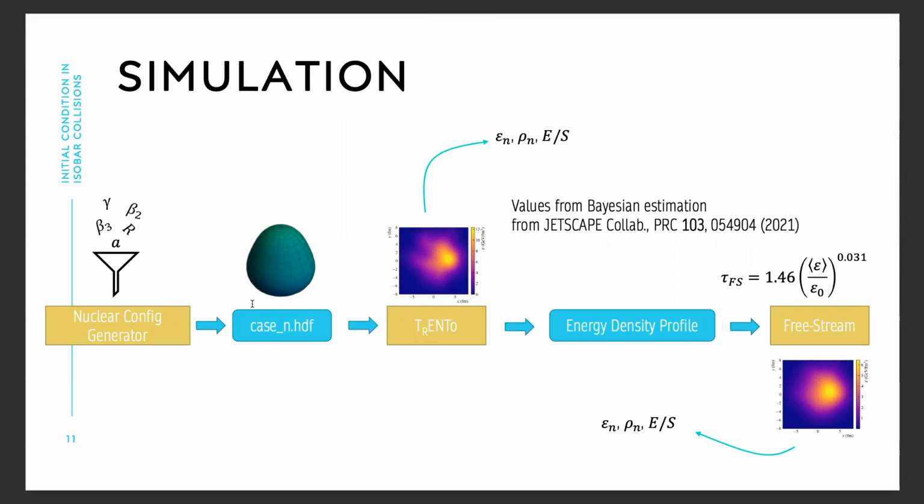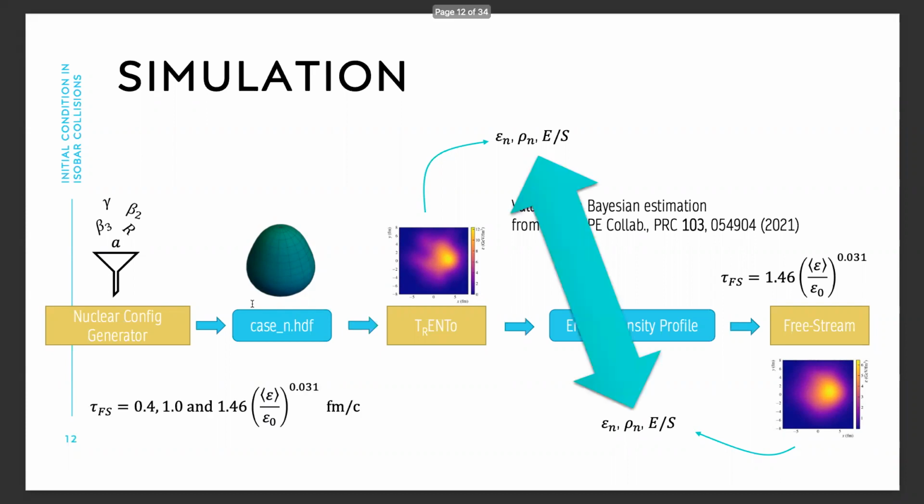That's what I supply to the Jetscape framework. The parameters that I'm using are from their Bayesian analysis. And what I do is choose 3 different free stream times: 0.4 fm/c, 1.0 fm/c, and a variable free stream time.